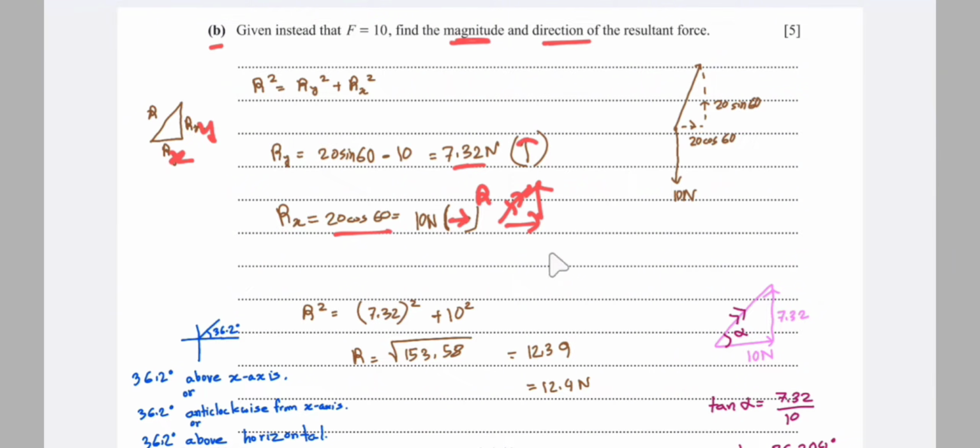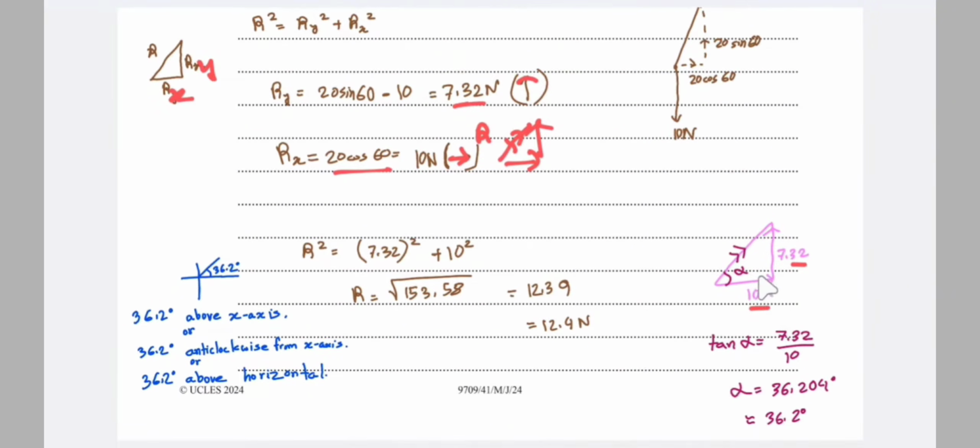So we need to find the angle, where the x value is 10 and the y value is 7.332. By using the formulas, tan alpha is equal to opposite by adjacent, sin alpha is equal to opposite by hypotenuse, cos alpha is equal to adjacent by hypotenuse. So tan alpha would be opposite by adjacent, and by using the formula, we calculate the value of alpha. Then we know the value of alpha.